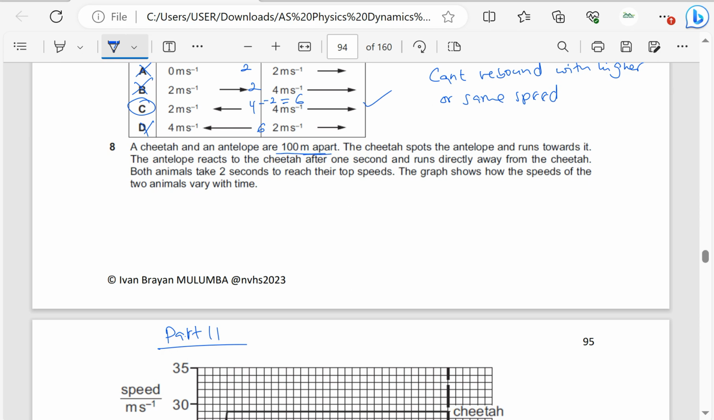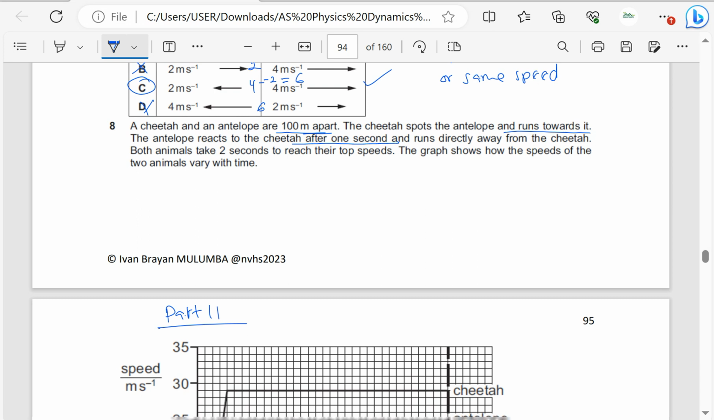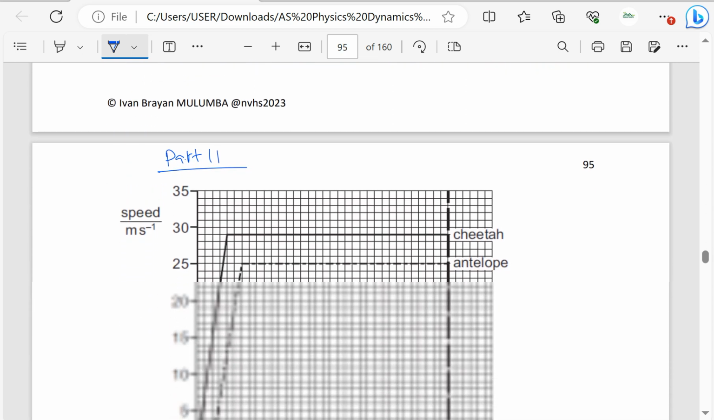The cheetah spots the antelope and runs towards it. The antelope reacts to the cheetah after 1 second, and runs directly away from the cheetah. Both animals take 2 seconds to reach their top speeds. Of course, when they reach the top speed, the acceleration will be 0, so the speeds remain constant. The graph shows how the speeds of the two animals vary with time. So these are the graphs.